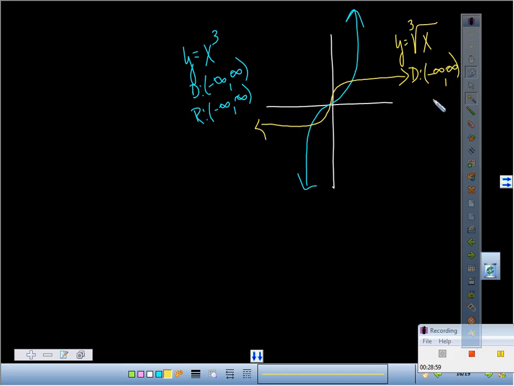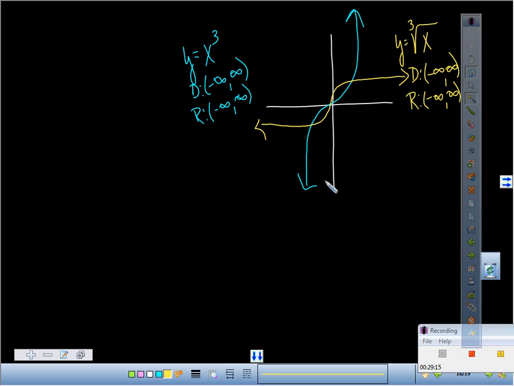Oh my word. What about his range? So, cube root and cubic will always be negative infinity to positive infinity. Okay? So, let's just try one of them.